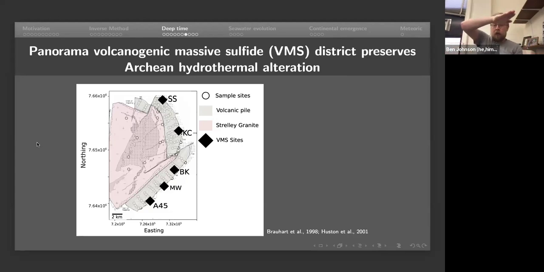At some point later, this whole package of rock was tilted. It dips to about 50 degrees off to the east there, folded slightly and eroded off the top. And so you do really get a full cross section through the oceanic crust from these hydrothermal VMS sites where this fluid was flowing out onto the seafloor, shown here in these big diamonds, down through the whole section of crust to the granite, which was providing the heat for this area.